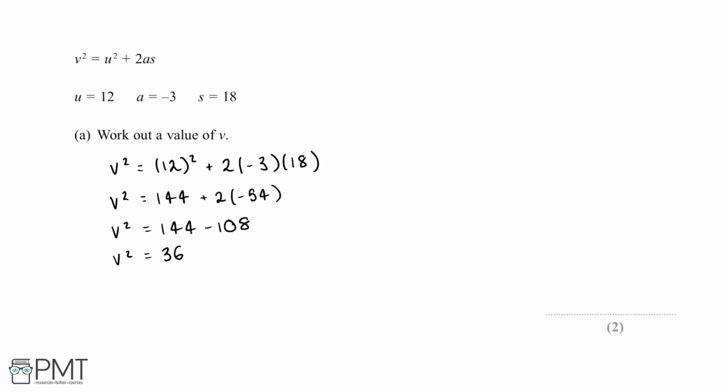So now we've worked out the value of v squared, but we need to work out the value of v. So what we're going to want to do is square root both sides of this equation. And the square root of v squared is v.